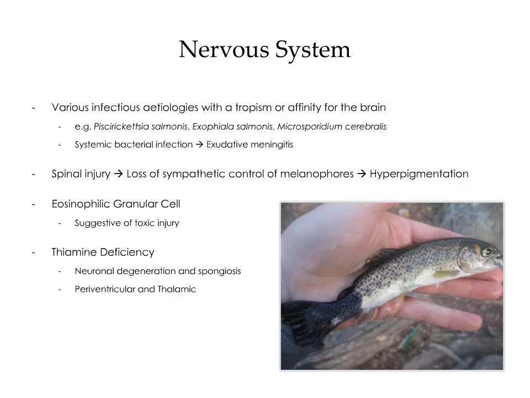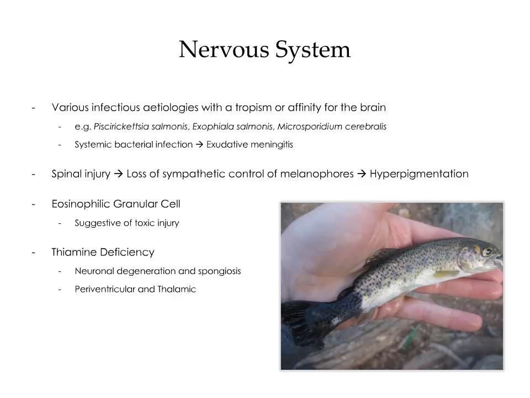There are various infectious etiologies that have a tropism or an affinity for the brain. Examples include Picericaceae salmonis, Exophiala salmonis, and Myxobolus cerebralis. Systemic bacterial infections can also cause brain lesions. One of the more common lesions is exudative meningitis. Injuries to the spinal cord can result in a loss of sympathetic control of the melanophores caudal to the injury. This will result in hyperpigmentation.